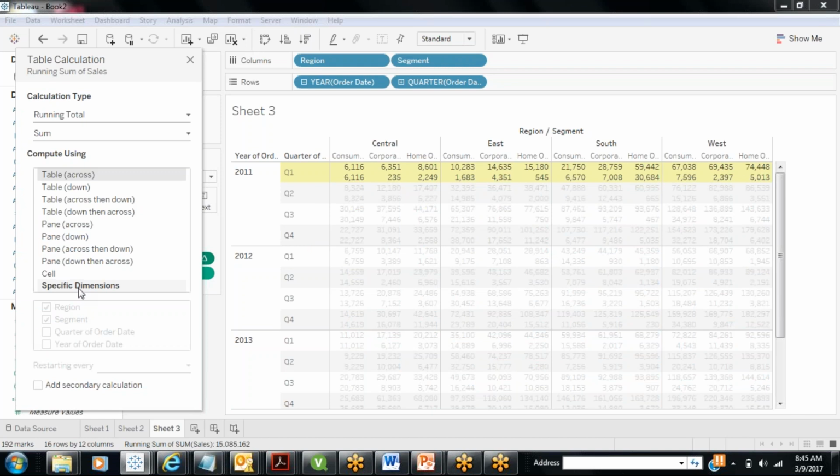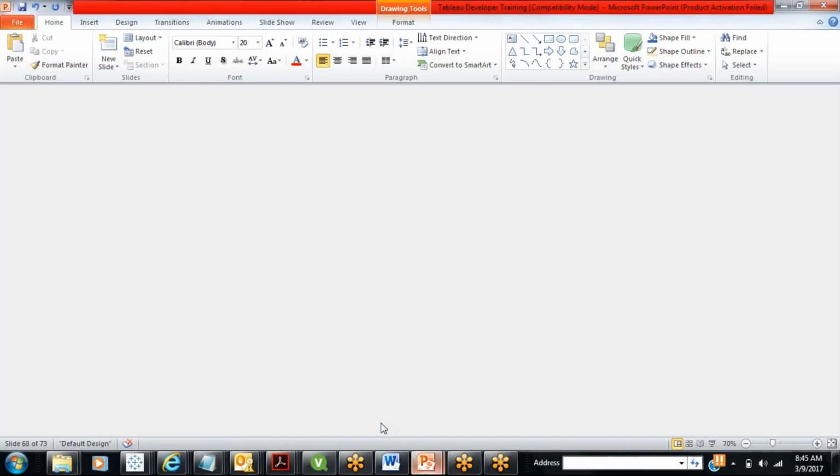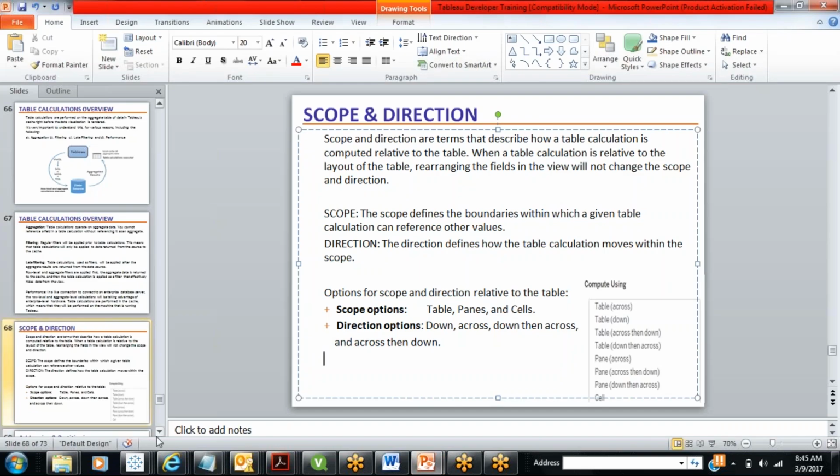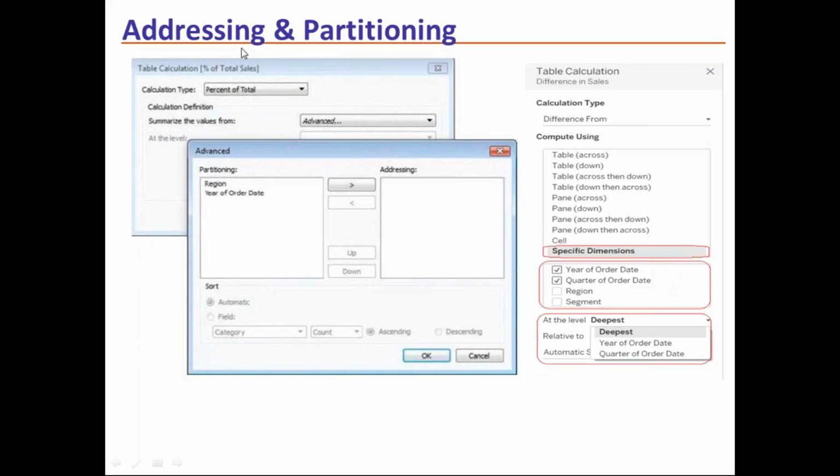This is your addressing and partitioning. This screen is for version 10 and above. Before 10, in 9.3 and earlier, it was like this. Your screen will be like this, with partitioning and addressing. And from 10.0 onwards, this is the thing.